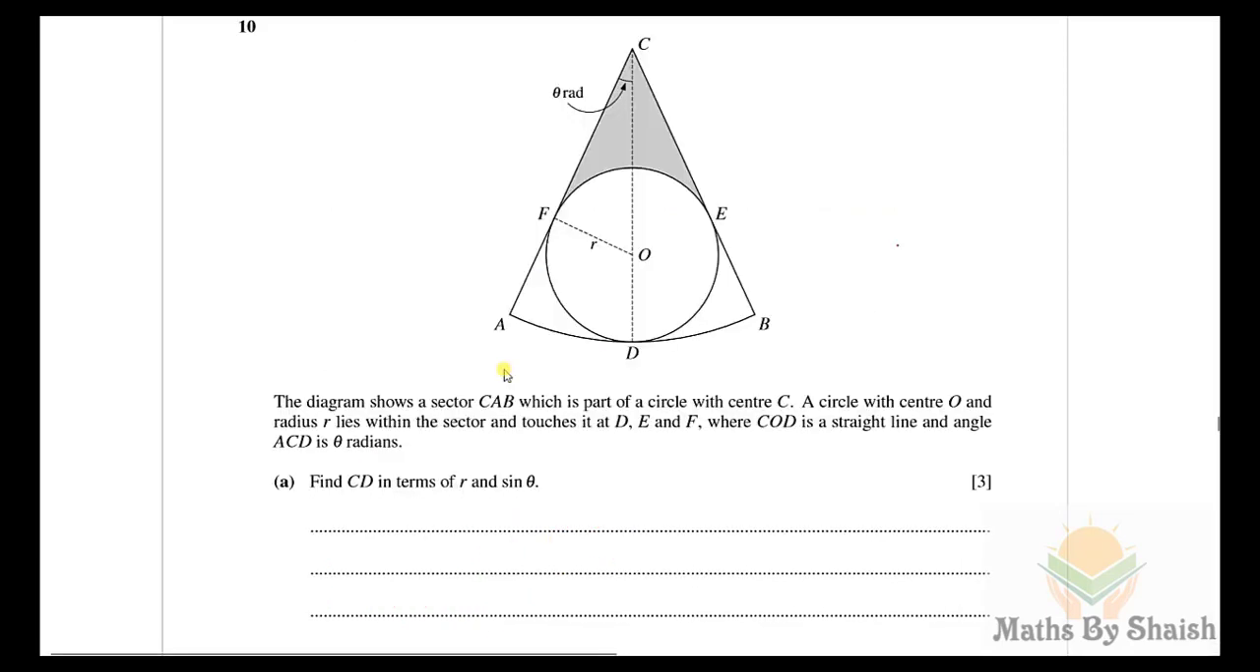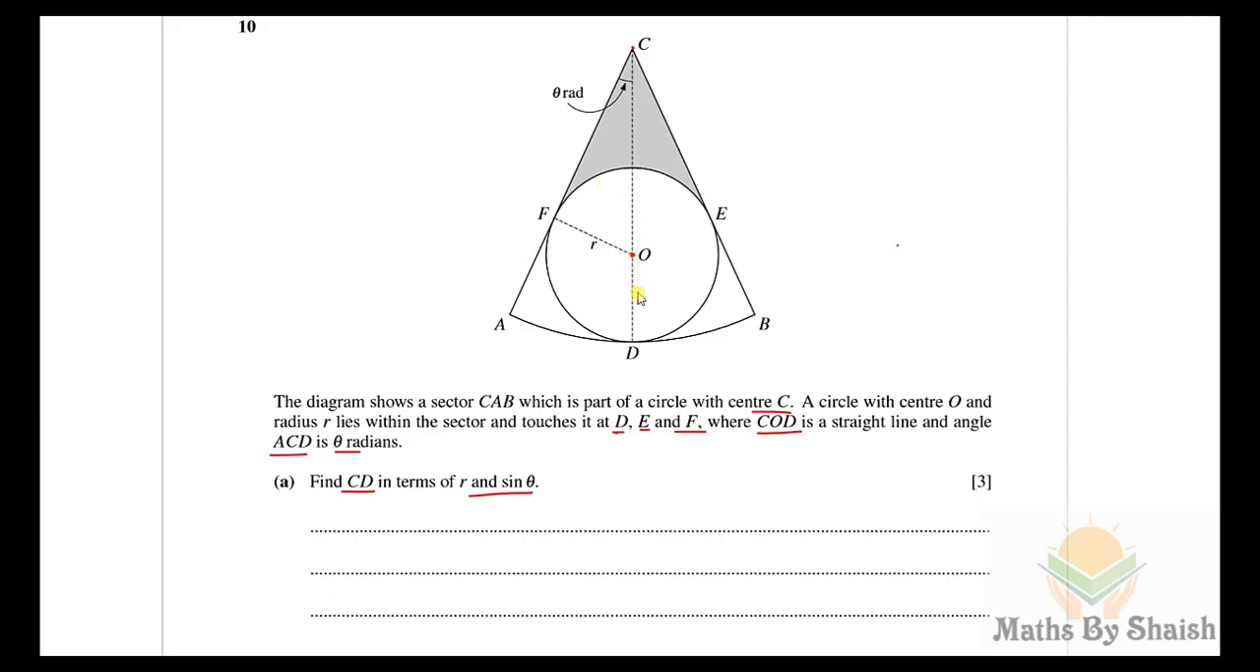Here is question number 10. The diagram shows a sector CAB which is part of a circle with center C, and this is an arc ADB, and this is a sector. A circle with center O and radius R lies within the sector and touches it at D, E, F, where COD is a straight line, and angle ACD is theta. Find CD in terms of R and sine theta.